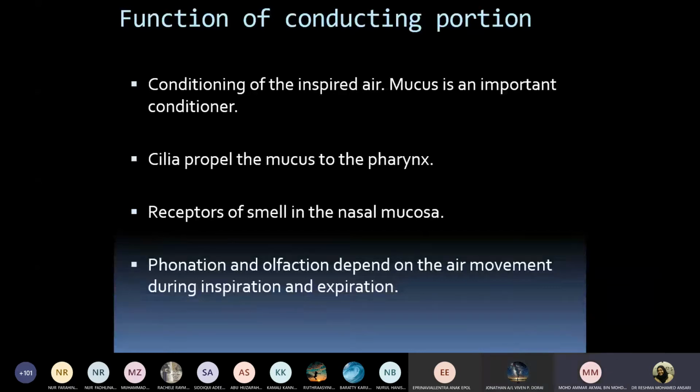Smell. So whenever we have a flu, our voice is not good. We speak with a nasal tone and our smell is also not good. We don't smell anything because the nose is blocked. This is because the conducting portion is totally engorged, so the normal function of phonation and olfaction does not happen. So this is the function of all your conducting portions.